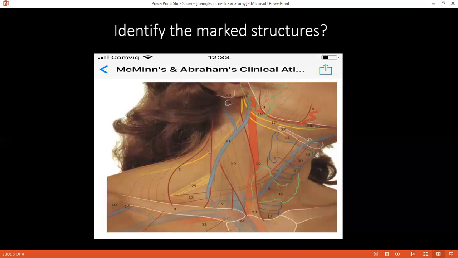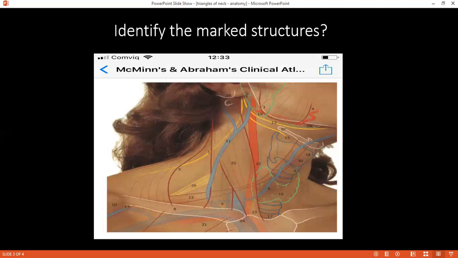Right. Can you tell me the contents of these triangles? Tell me the contents of the carotid triangle, please. In the carotid triangle, there are common carotid artery, internal carotid artery, external carotid artery, internal jugular vein, vagus nerve. Why is muscular triangle called muscular triangle? It contains the strap muscles. Okay.